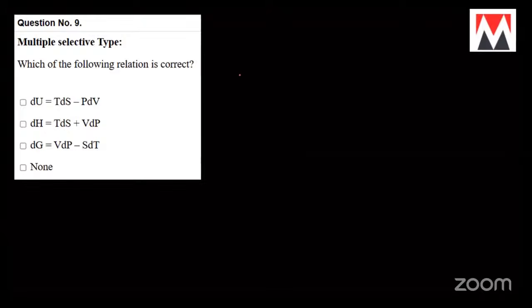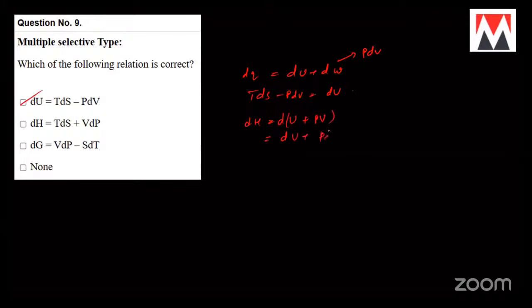So you have du is equal to, this is nothing but first law. dq is equal to du plus dw. dw is pdv. So you get tds minus pdv is equal to du. This is correct. dh, you know, u plus pv. So you write du plus pdv plus vdp. So again you get TDS minus PDV plus PDV plus VDP. These two will get cancelled. You get TDS plus VDP.